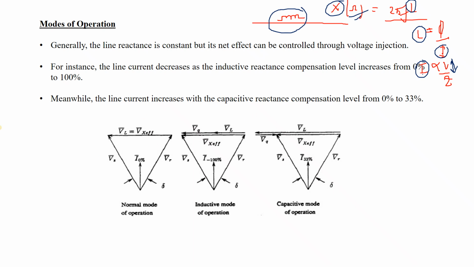So this was the figure which was giving an explanation that in inductive mode the current is decreasing, so it is minus. For capacitive mode the current is increasing, so it is plus. So the current will increase. This is the vector summation. VQ is the voltage that is injected into the line from the SSC. SSC is injecting the voltage, so VQ is the injected voltage and VL is the line voltage.